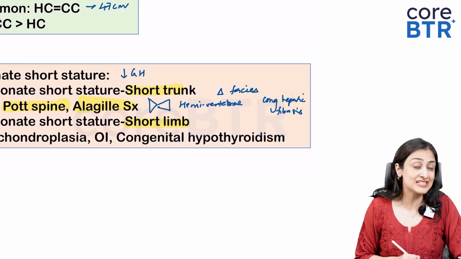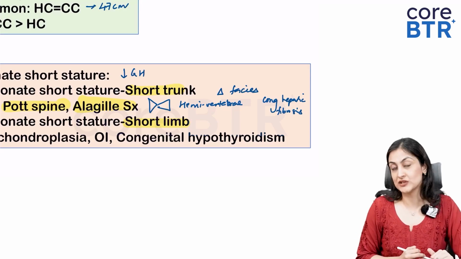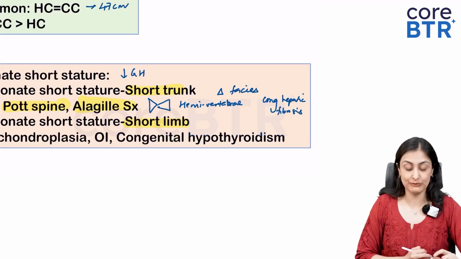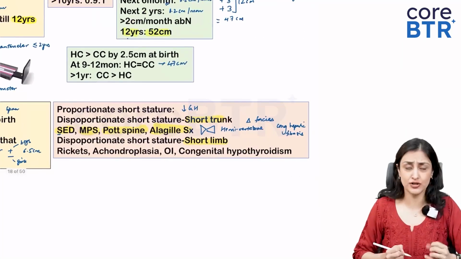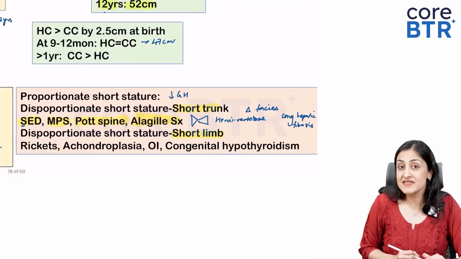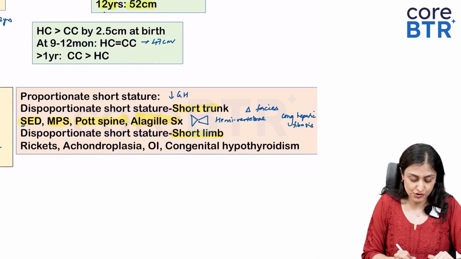Remember, we had also studied this in ARPCKD. So both of these are causes of congenital liver fibrosis. So that's Alagil for you. So anything with the spine is short trunk. Anything where the epiphyses are problematic, the limbs will remain short.